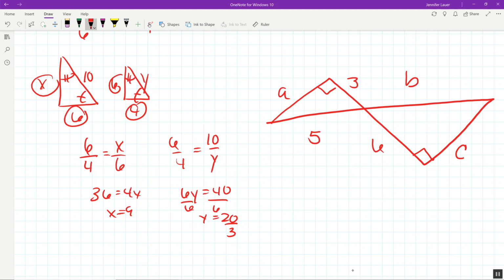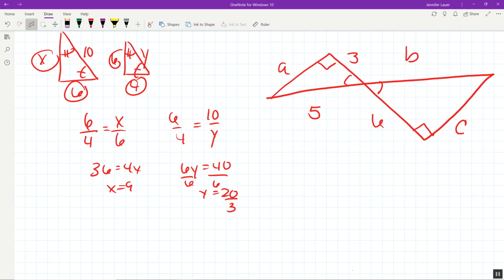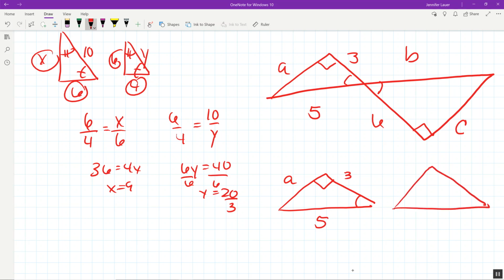First of all, understand that this angle and this angle are the same. So I'm going to take this triangle and I'm just going to draw it just as it is in the book, just like this. Now I'm going to take the triangle on this side and I'm going to flip it up and over, so it's now in the same position.